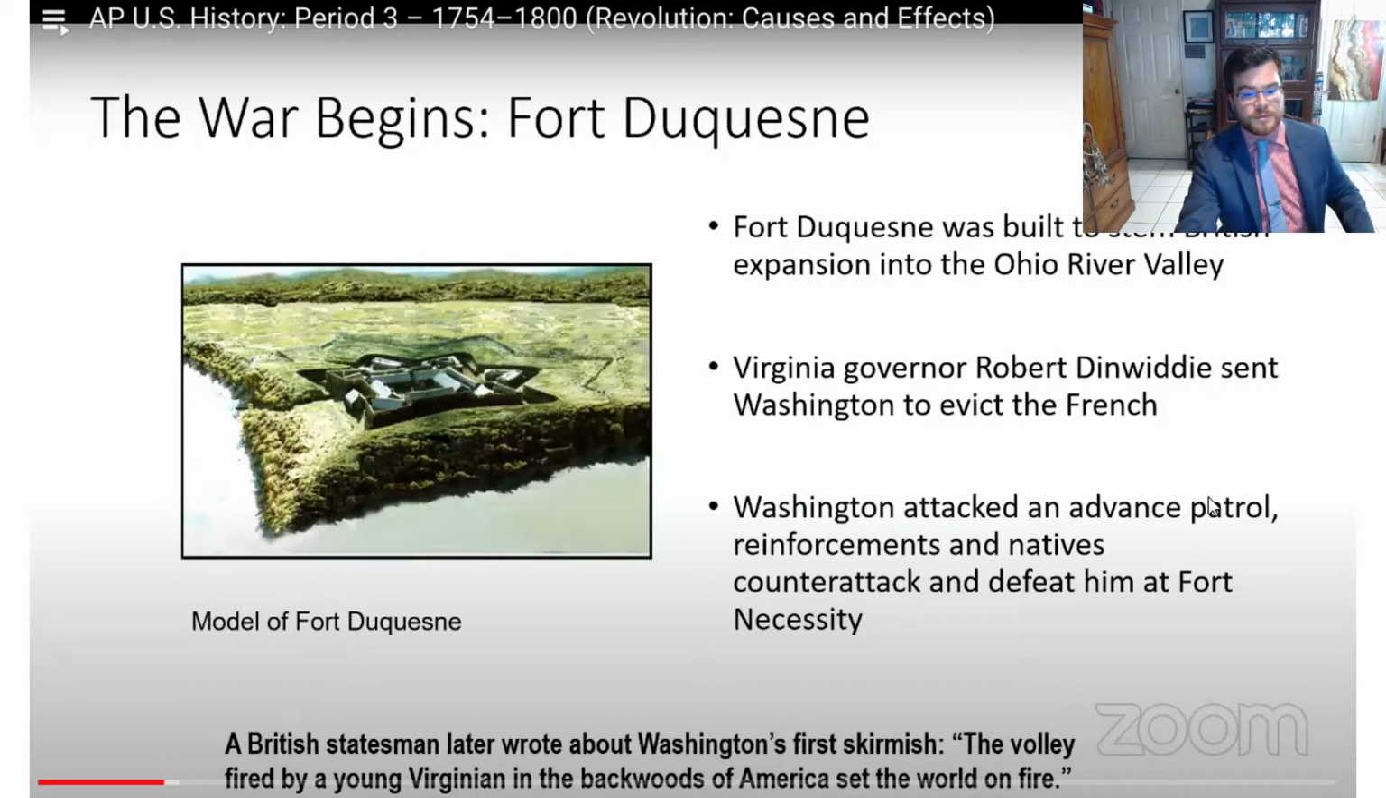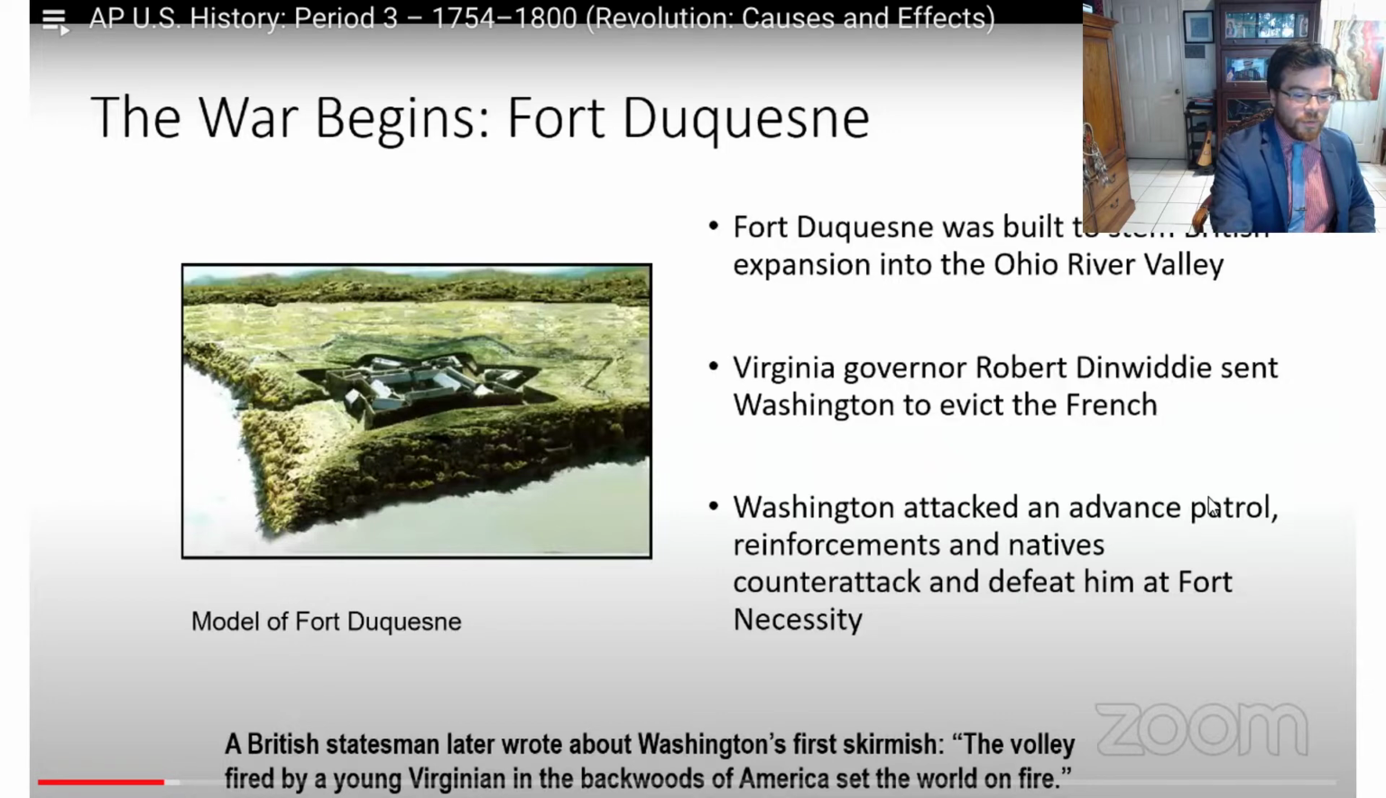Okay, nonstop. Washington attacked an advance patrol, and he attacked the reinforcements, and the Native Americans. They counterattacked him, and they defeated him at Fort Necessity. So his first skirmish was kind of bad. Like, Washington kind of started the French and Indian War, and he won at first, but then he kind of lost. So, we'll just forget about that one.